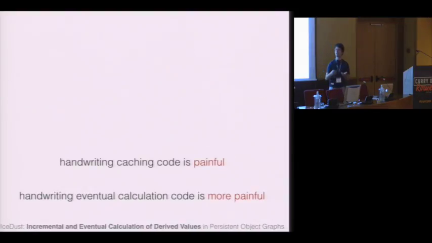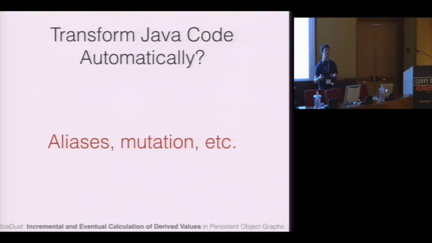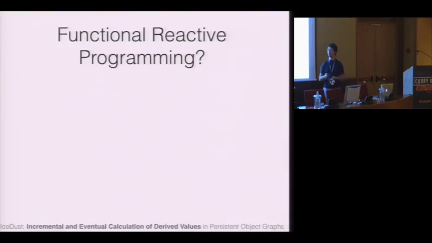So if handwriting the caching code and eventual code is painful, why would you handwrite it at all? Can't we just transform Java code automatically? Well, for the simple example, we could, because I just did it on the slides, but in general, you have to deal with aliases. We just had a very nice talk, and mutation and many other features that make this problem really hard. So can't we use functional reactive programming?